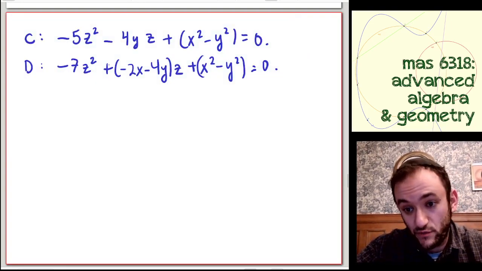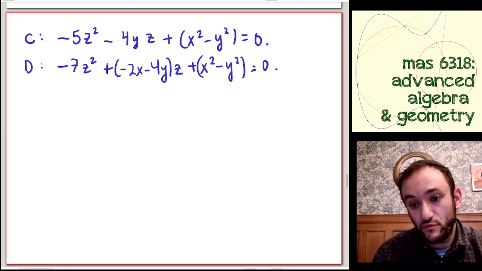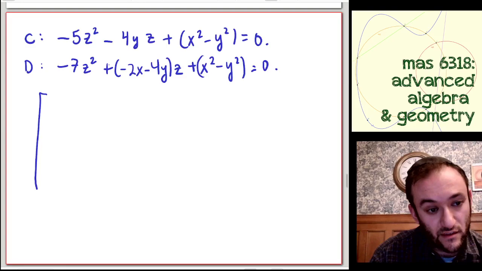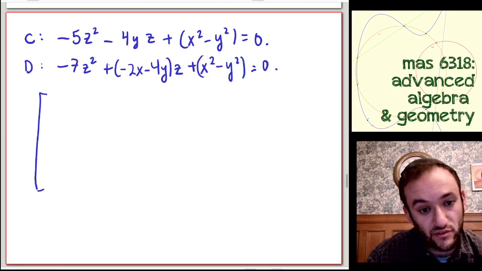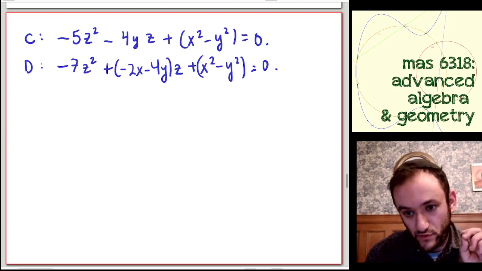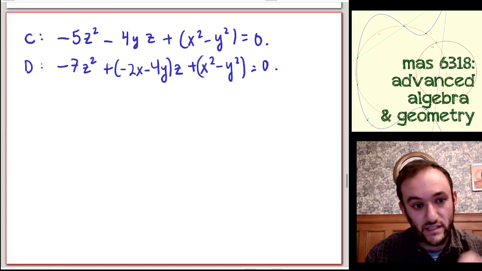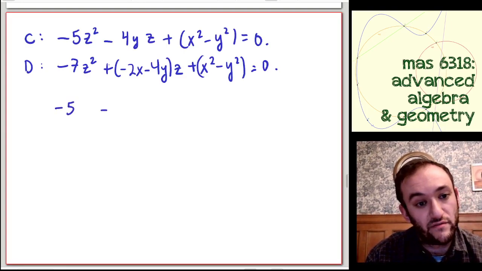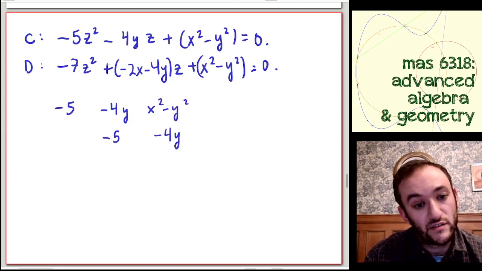Sorry, we can use the resultant approach to compute the intersections here. So in order to do that, we take the resultant with respect to z of the two defining equations. Since both are degree 2, we'll have 2 lines for each equation. So we take minus 5, minus 4y, x squared minus y squared, and then we shift it forward 1, minus 5, minus 4y, x squared minus y squared.